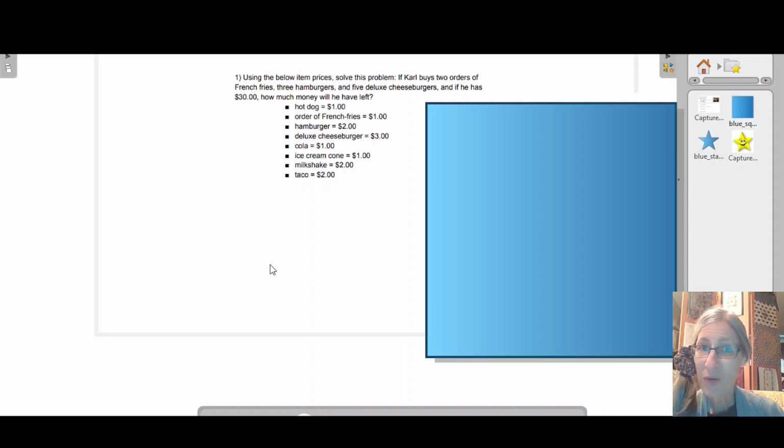Using the below item prices, solve this problem. If Carl buys 2 orders of French fries, 3 hamburgers, and 5 deluxe cheeseburgers, and if he has $30, how much money will he have left?